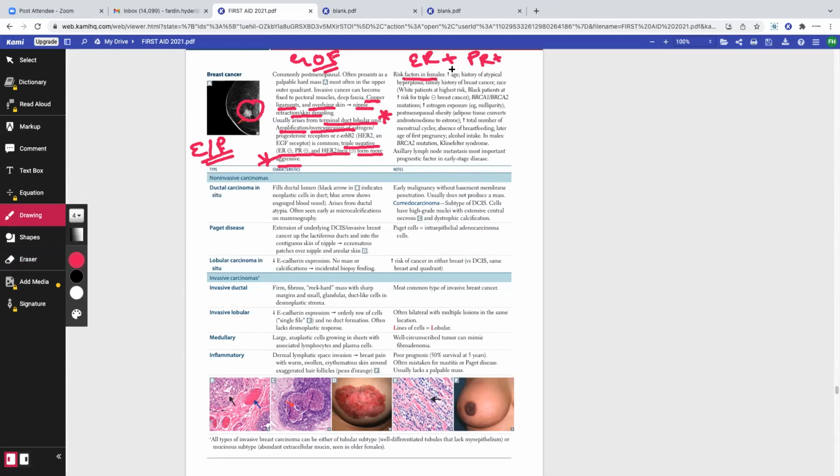What are some risk factors for breast cancers? Risk factors for breast cancers are one of the highest risks for history of breast cancers in the family. So family history of breast cancer, very, very high yield, okay?